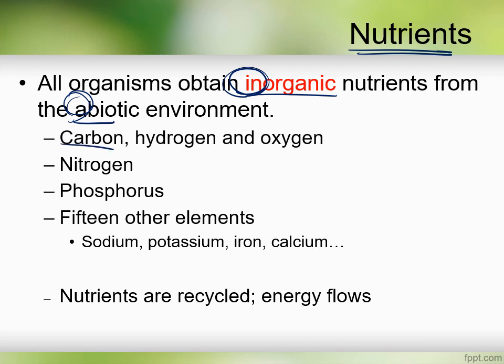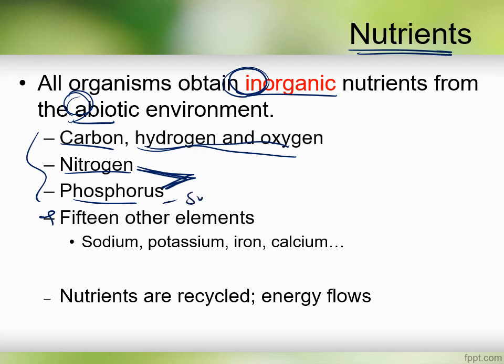Carbon from carbon dioxide, hydrogen and oxygen also in carbon dioxide, hydrogen and oxygen in water. These are all considered inorganic compounds, nutrients. Nitrogen, phosphorus, in our living bodies, we're going to use nitrogen and phosphorus nutrients and turn them into organic compounds. But a lot of those start as inorganic nutrients. Some living things will turn them into organic compounds, or use them to form organic compounds, and then those can be passed on to other living things. There are 15 other elements in addition to these, but these ones are our most common ones.